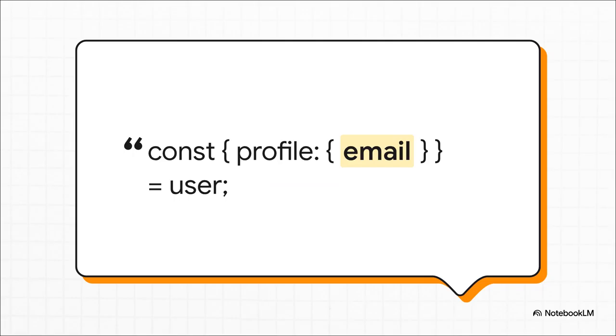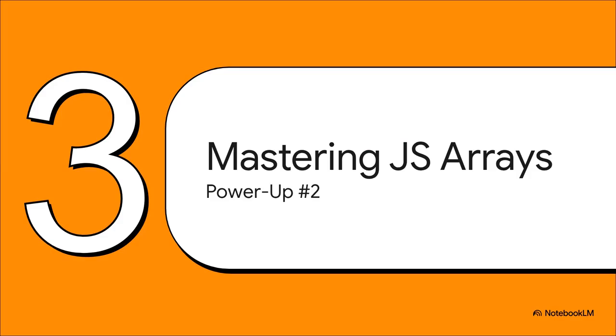Ready to level up? You can even destructure nested objects. I mean, look at this. Instead of having to write user.profile.email, we can just dive right into that nested profile object and pull out the email in one clean, elegant line. This is an absolute game changer when you're working with complex data, like something you get back from an API.